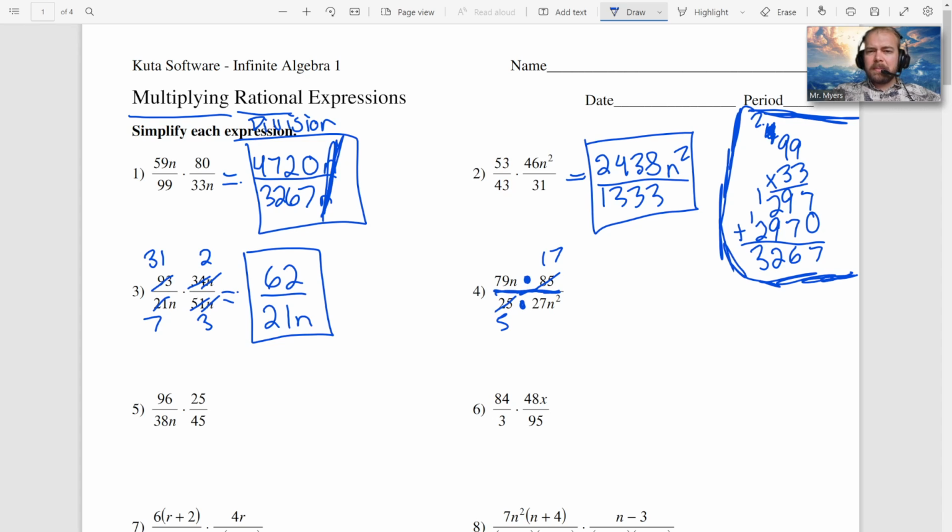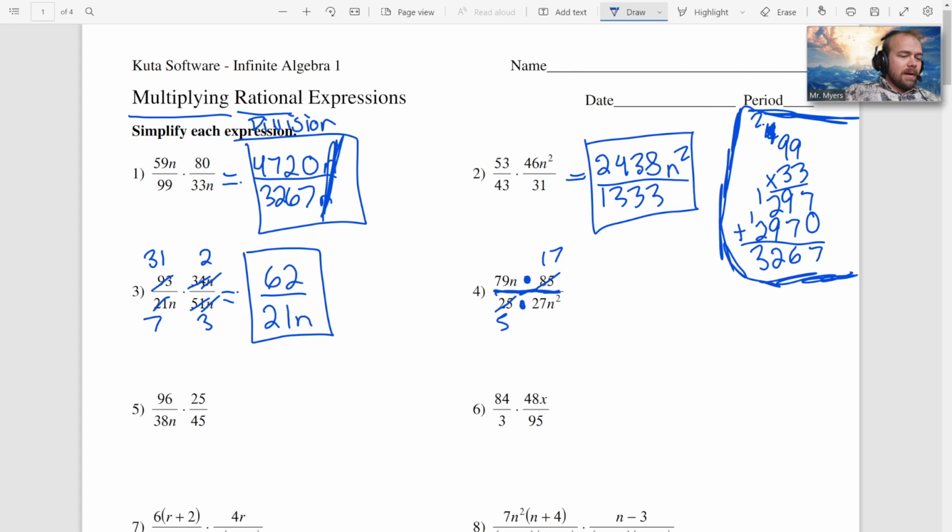27 is 3 times 3 times 3. 79, pretty sure that's prime. So I think we're done here. And so we would just multiply across, and it's kind of pointless that I even do this. I think what I might start doing is I might start actually doing this in the calculator completely. One, to save time, and two, because if I'm going to simplify it, but then I'm just going to type it into the calculator anyways, then I might as well not even.